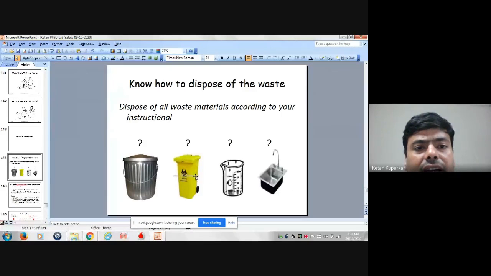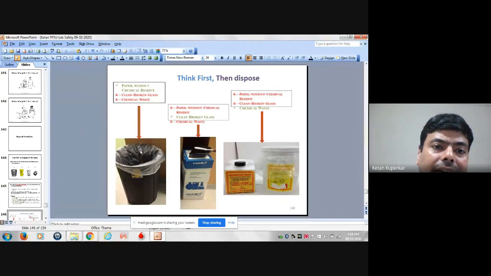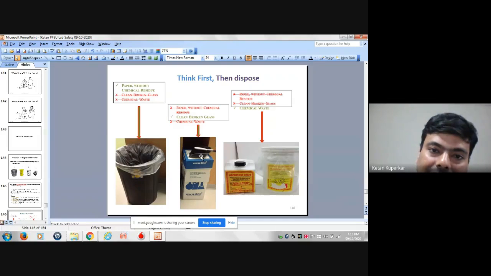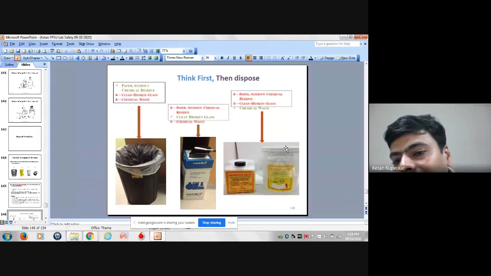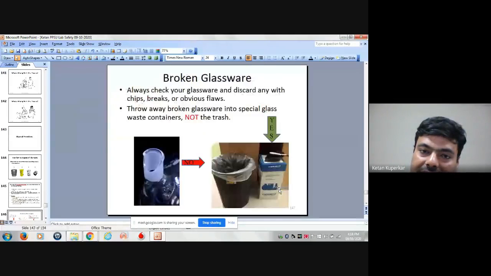You cannot dispose of anything in any of the disposable dustbins. Yes, you can see here, this kind of dustbin is to be used where paper without any chemical residues is to be discarded. These are the kind of dustbins which I'm very sure only a few of you might have seen, where you can only discard broken glass. And this is the kind of hard white bucket where hazardous chemical waste can be discarded.